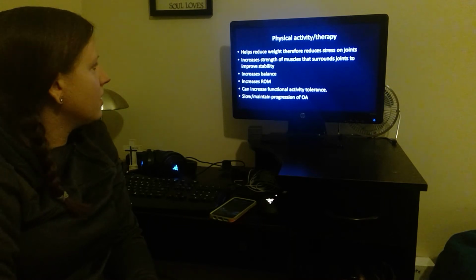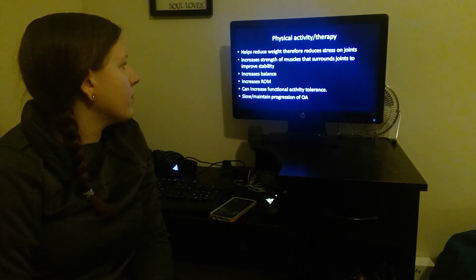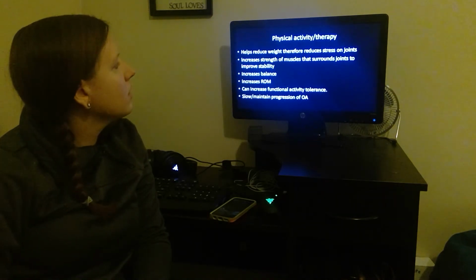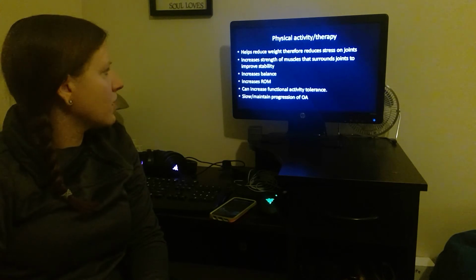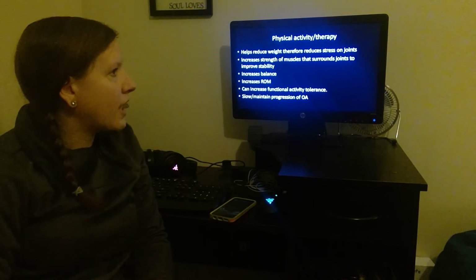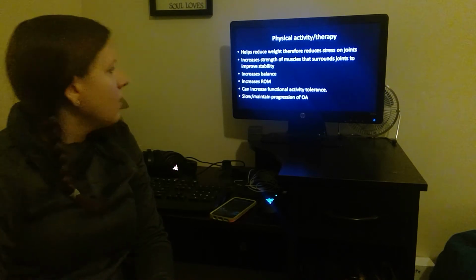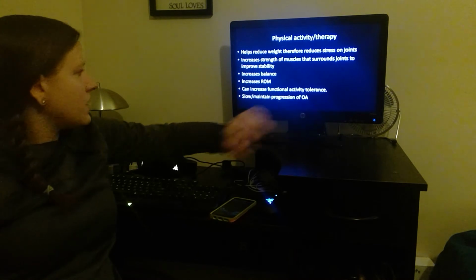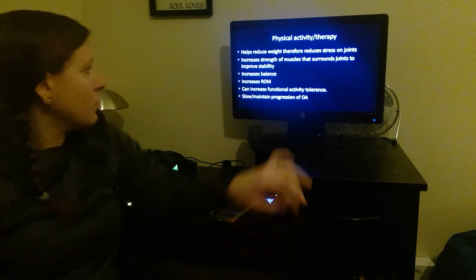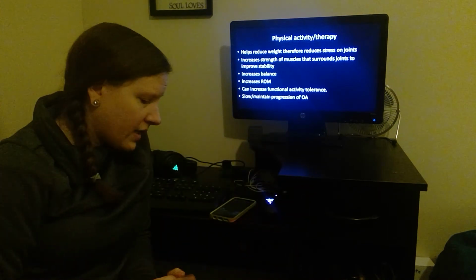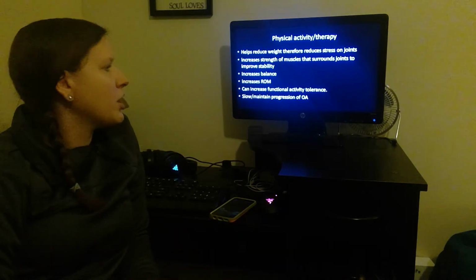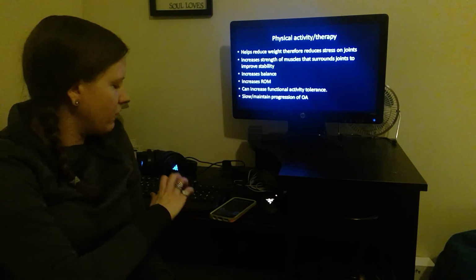So with physical activity, you're going to try to reduce weight, and therefore reduce the stress on the joints. You're going to try to increase strength of the muscle that surrounds the joint, which will include improving your balance, your stability, your endurance, your functional activity tolerance, and physical activity is also going to try to increase your range of motion. So, like I said, there is no cure, but we can try to control the pain and maintain the progression of osteoarthritis and hopefully slow that down.